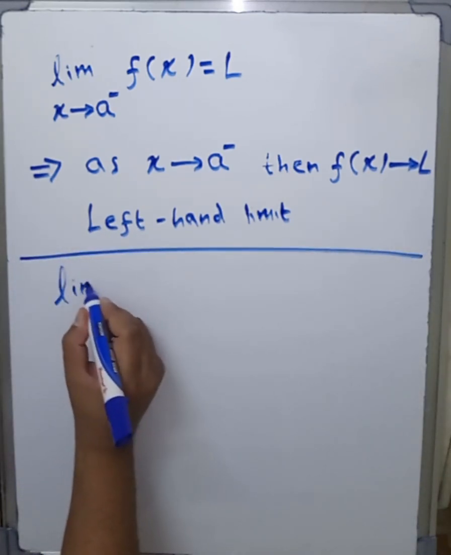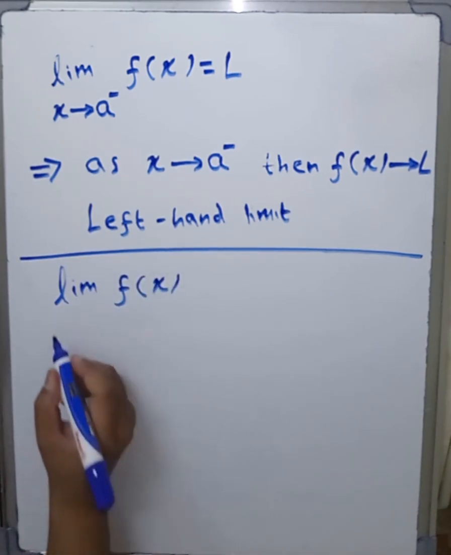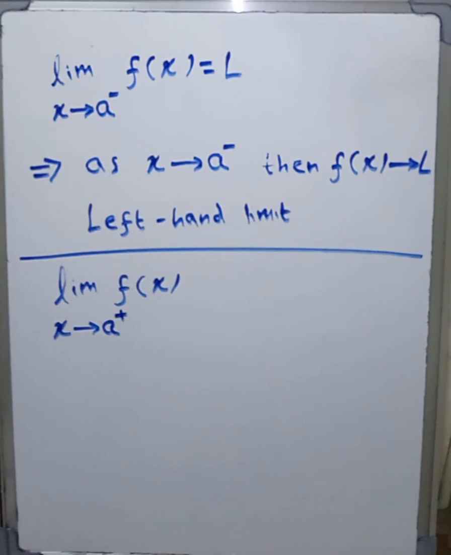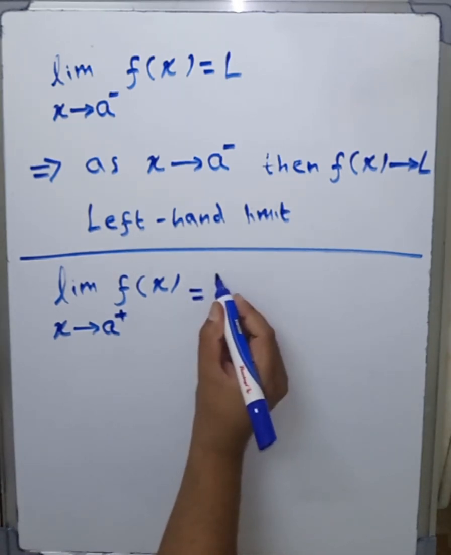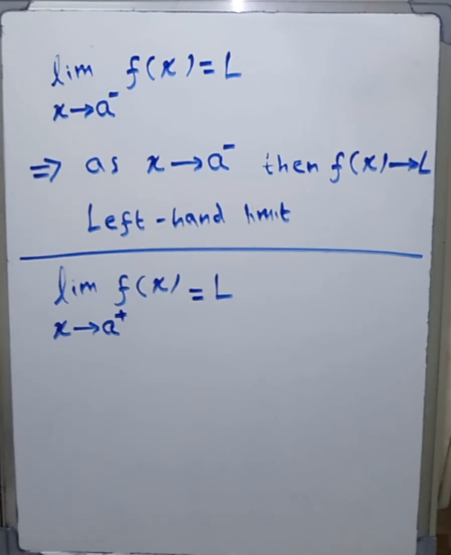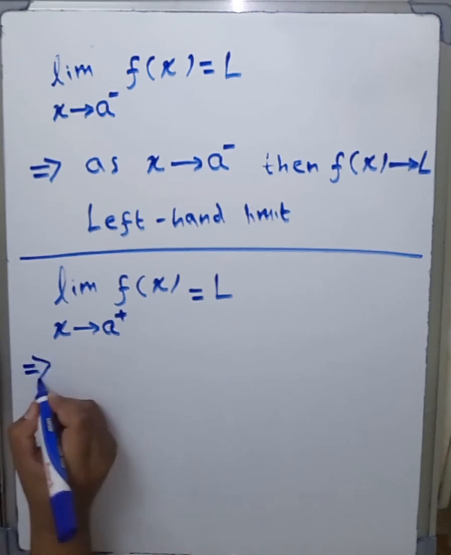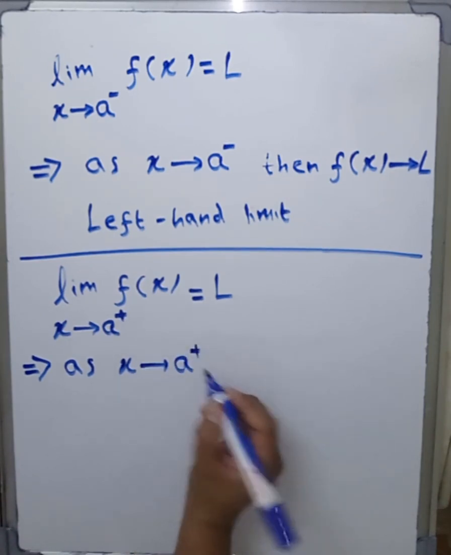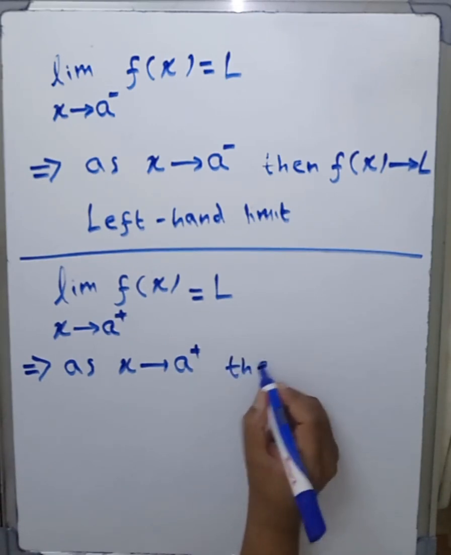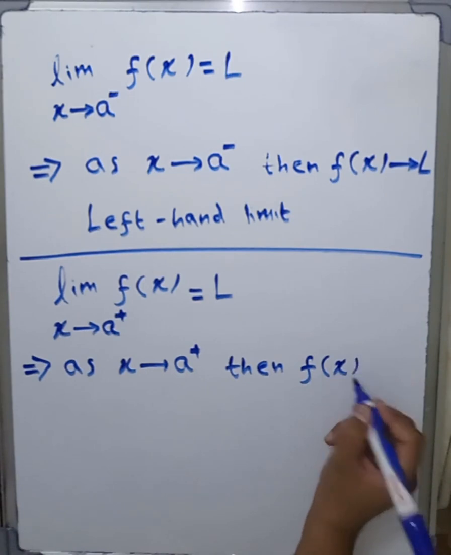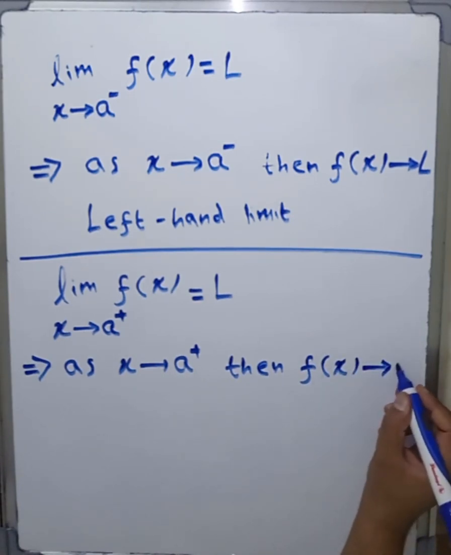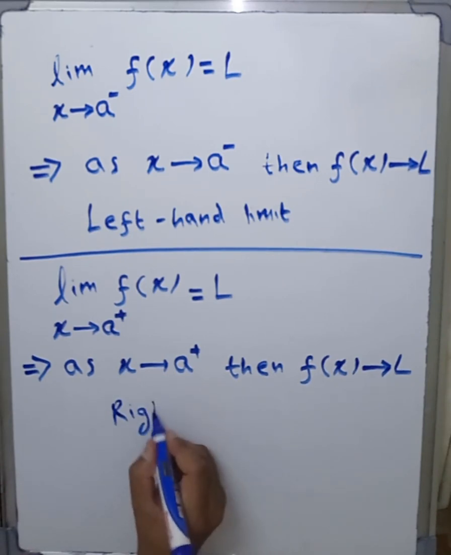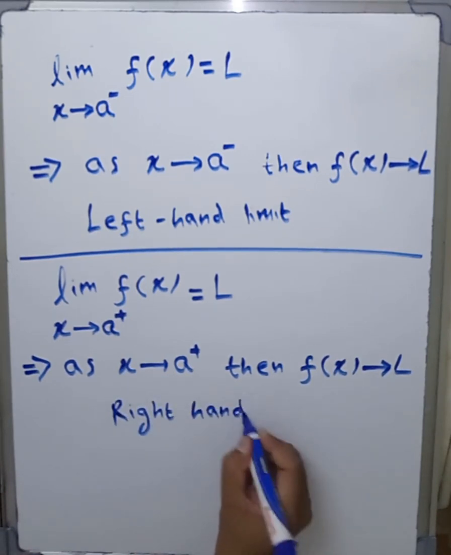Same way, if the limit of the function f(x) as x tends to a from the right side is equal to L, where L is a number, this means as x tends to a from the right side, the values of the function f(x) will approach L. This is known as the right hand limit.